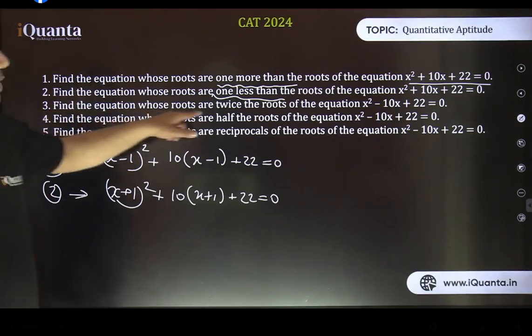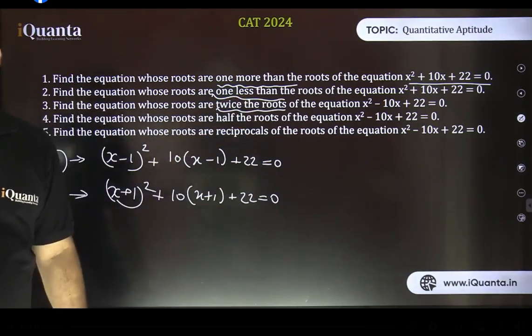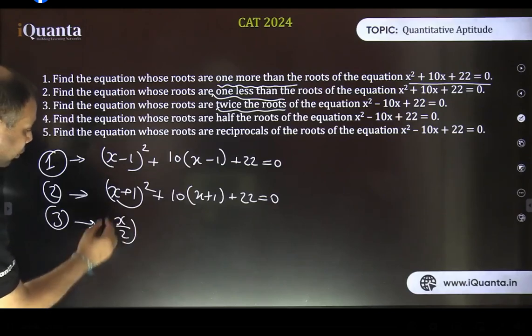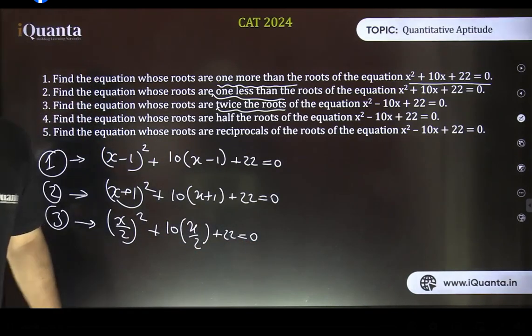So find the equation whose roots are twice the roots. The roots are to become twice. So what we need to do? We need to replace x by x by 2. Right? So in place of x, we need to write x by 2. So it is going to become (x by 2) whole square plus 10 times (x by 2) plus 22 equal to 0. Let's verify quickly.